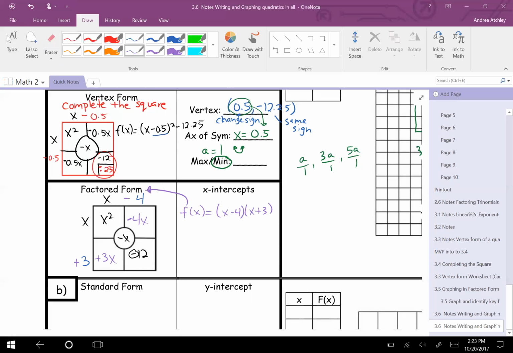Then I can find my x-intercepts. Janie, what's my x-intercepts? Try that again. Very good.